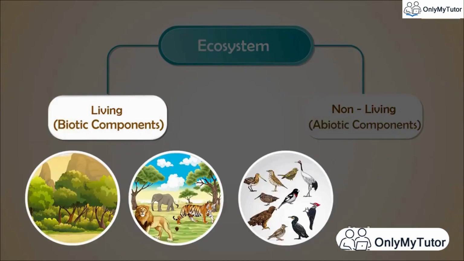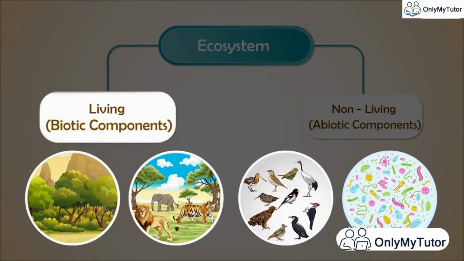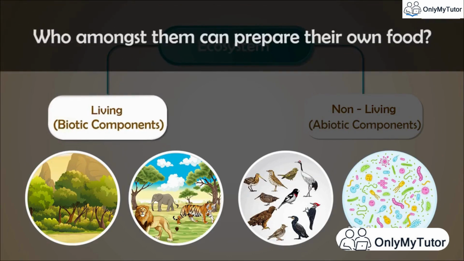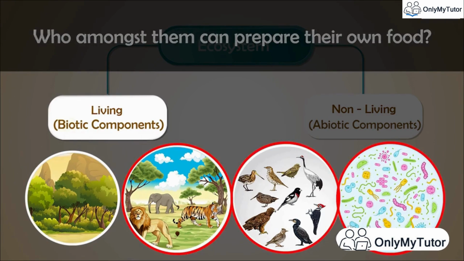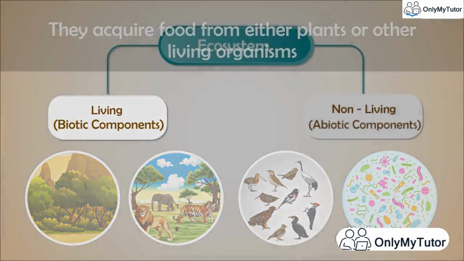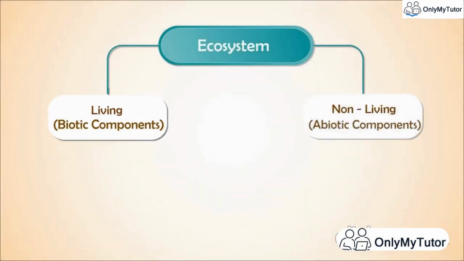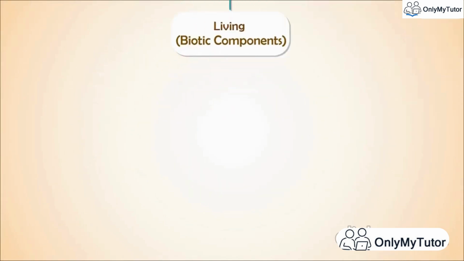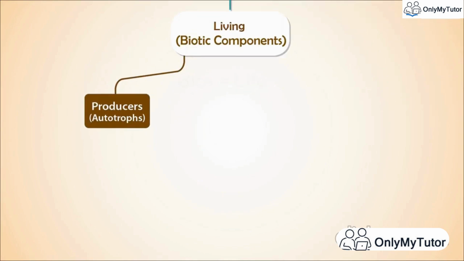Plants, animals, birds, microorganisms are part of the biotic components. But if I ask you who amongst them can prepare their own food? Yes, plants. What about others? They acquire food from either plants or other living organisms, right? So we can classify these biotic components further into two types. The ones which produce their own food are called producers or autotrophs. All other organisms that depend on the other organisms for their food are called consumers or heterotrophs.